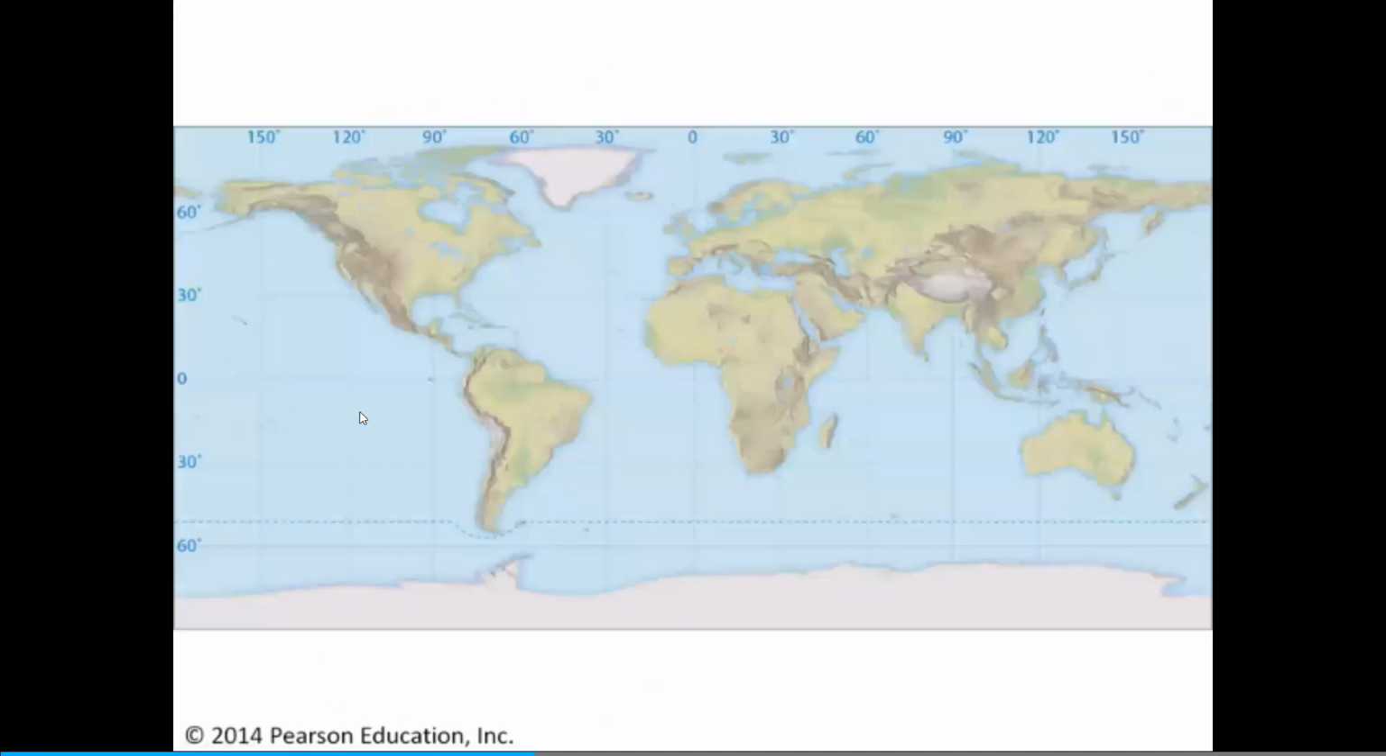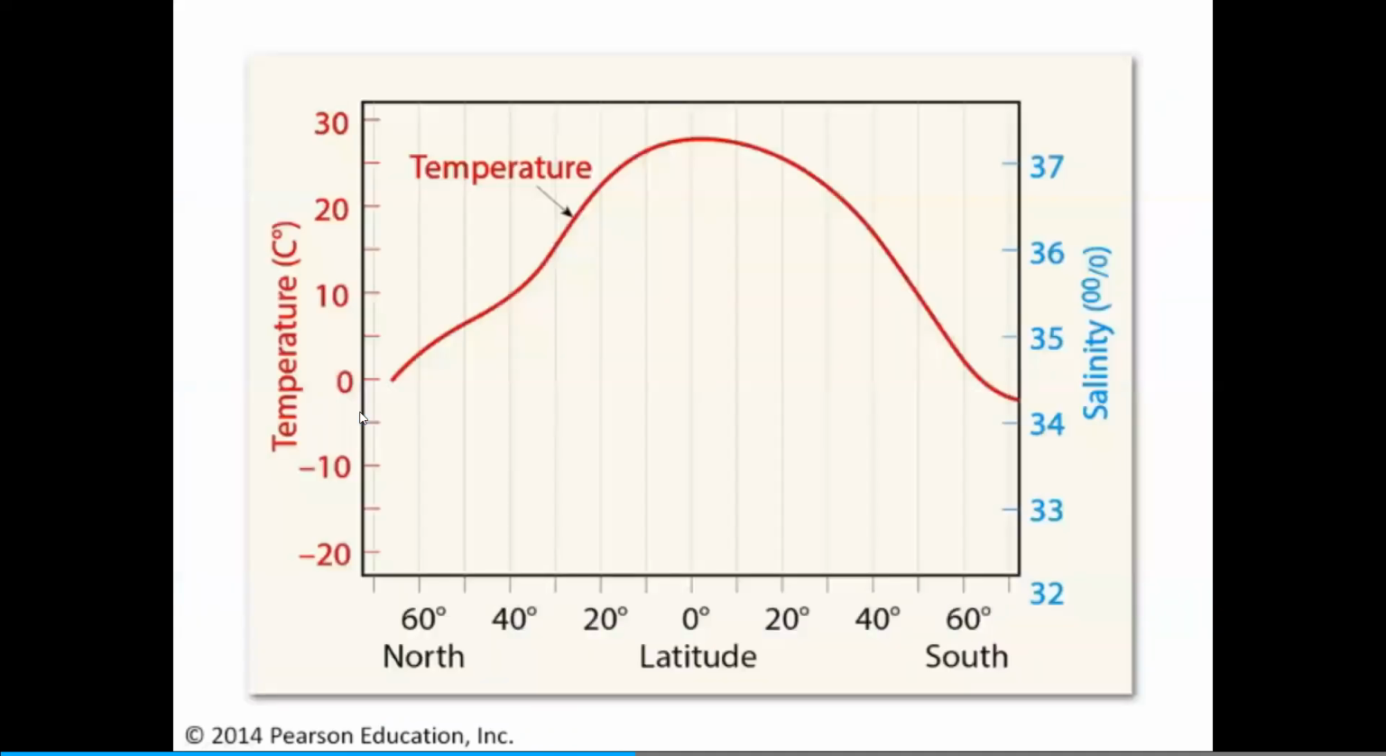Now let's go ahead and take a look at how salinity, in other words the concentration of salts in ocean water, how that varies over latitude. So let's slice down through the world's oceans from North Pole to South Pole and look at variations in salinity and temperature over that distance. So that's what this graph refers to.